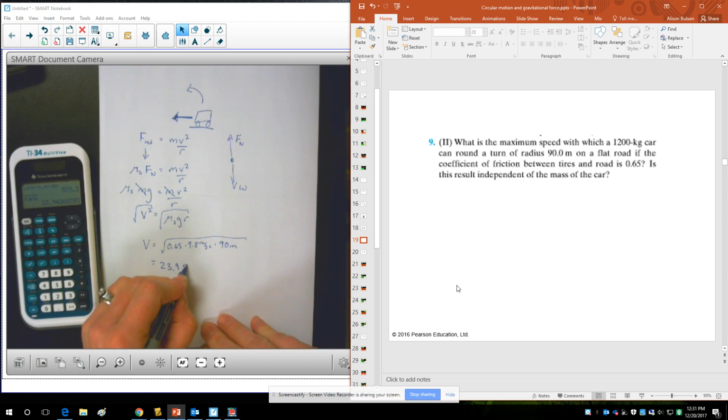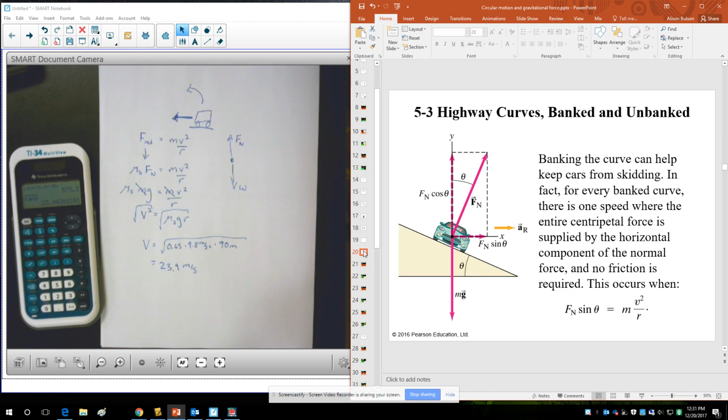.9 meters per second. So it's like highway speeds, right? 50-ish miles per hour. I don't think there was another example question.